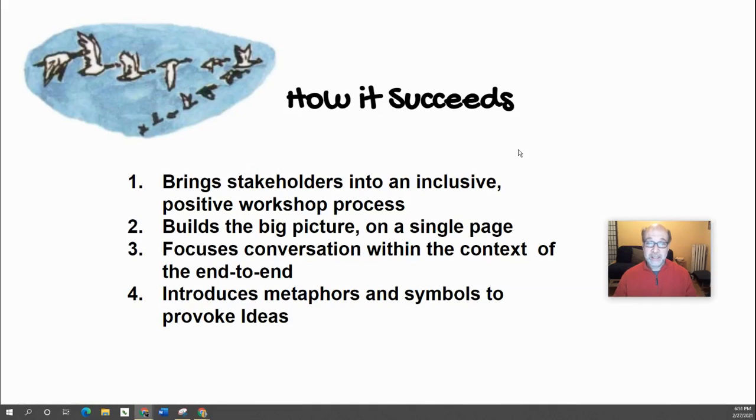It succeeds by bringing all stakeholders into an inclusive and positive workshop process. It builds a big picture on a single page, which is really important visually for the brain to relate to. It focuses conversation within the context of an end-to-end vision, and most fundamentally, it introduces metaphors and symbols to provoke ideas.